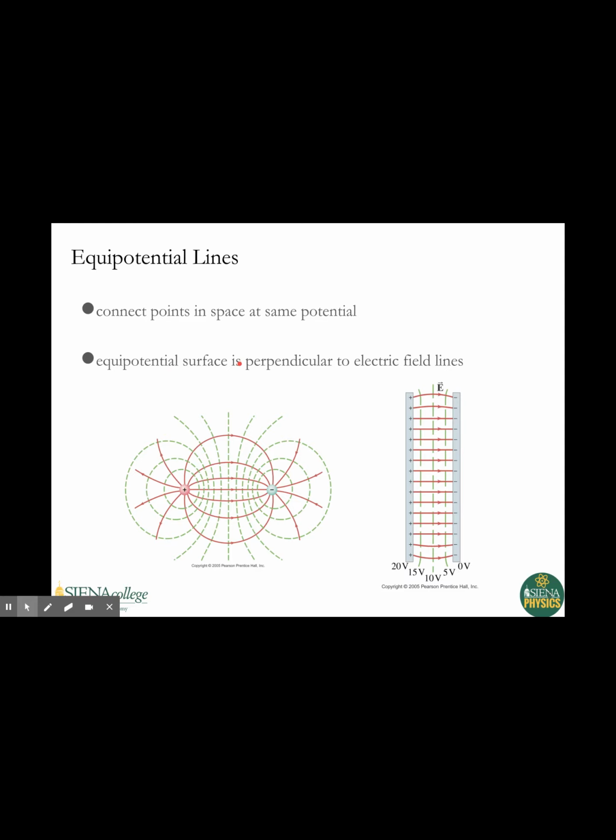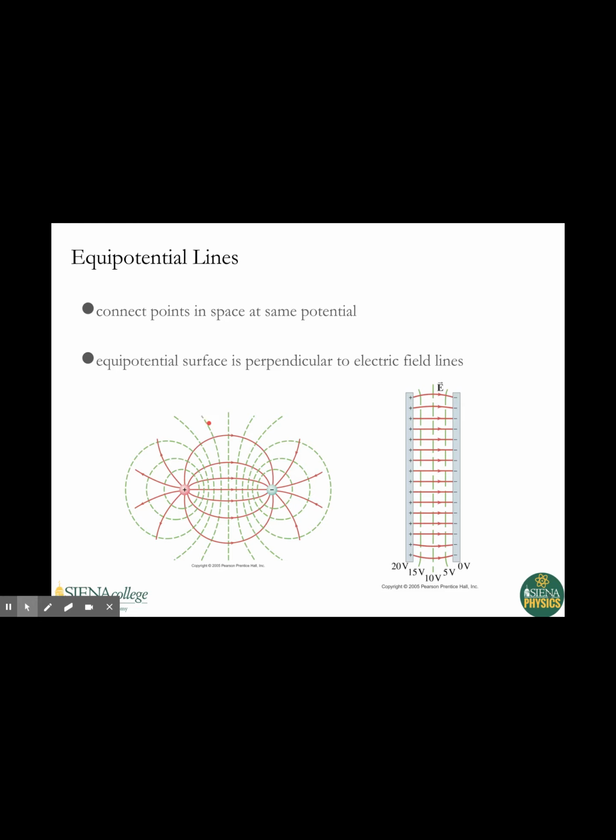So we talked a little bit about this in the last chapter about equipotential lines. In this picture, these lines are the green lines. The green dashed lines here represent lines of equipotential, and they are lines that connect points in space that have the same potential, so the same electrical potential.